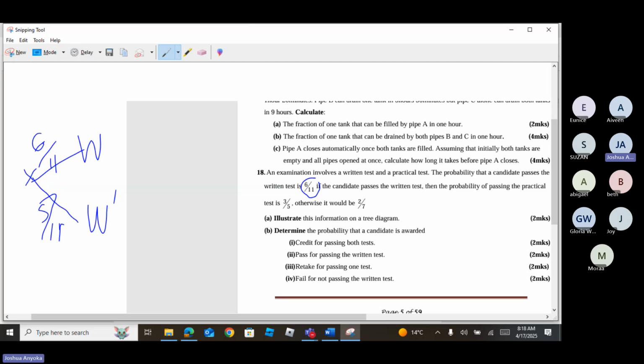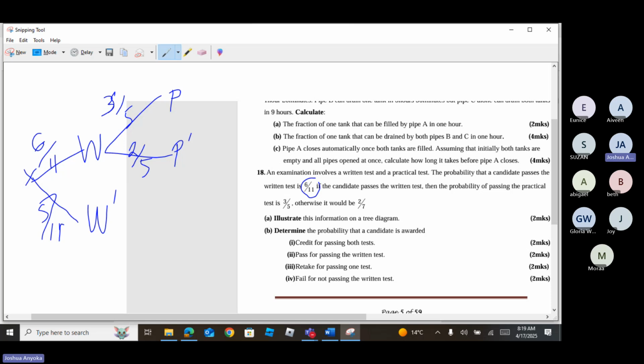Now here's a condition: if the candidate passes the written test, the probability of passing practical is 3/5. So we have a condition: after passing, then there is practical, not passing practical. If the candidate passes the written exam, then the probability of passing practical is 3/5. So 3/5 is for passing practical. Then 2/5 not passing.